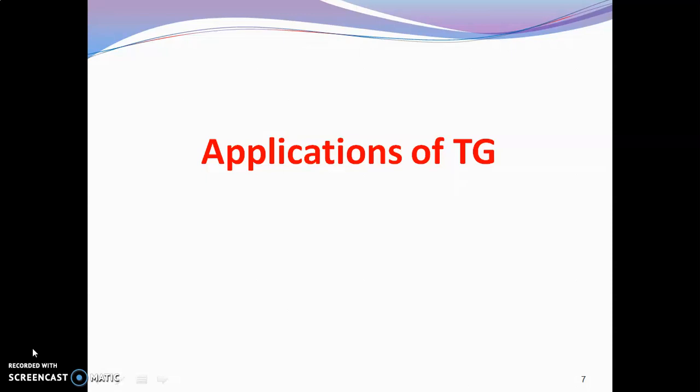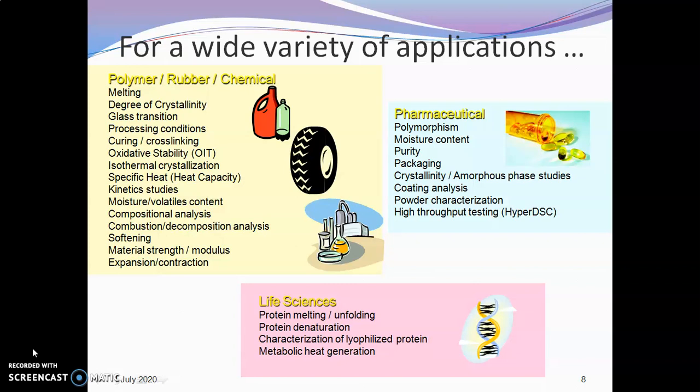Then next part is application of thermogravimetric analysis. Thermogravimetric analysis is widely used in many areas. Majorly it plays a role in the polymer industry, rubber industry or chemical industry. For the melting studies, degree of crystallinity, glass transition studies, curing, cross-linking, oxidative stability study, kinetic study, composition analysis, softening of material, expansion or contraction of material. And many more things we can study by using this thermogravimetric analysis in the polymer, rubber or chemical industry.